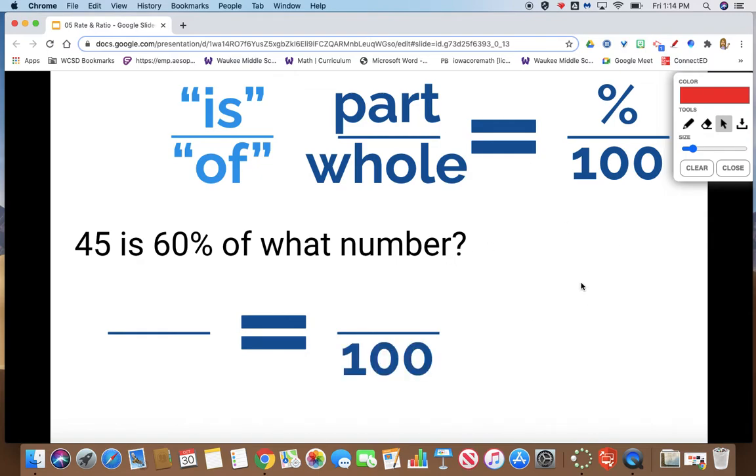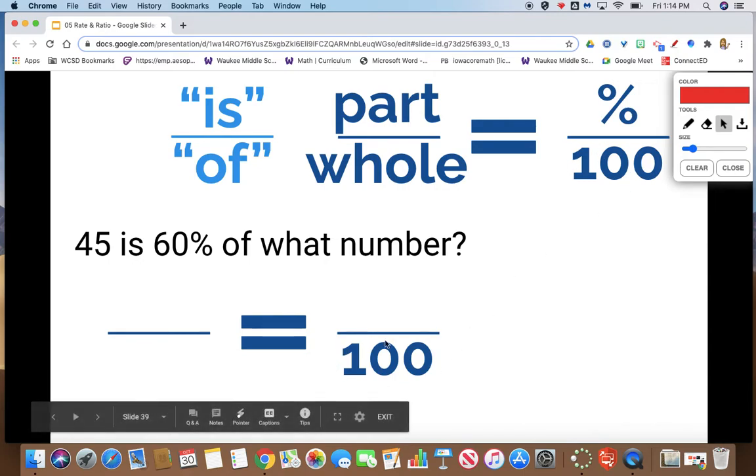The first thing we need to do is identify the pieces we have. You will always have a 100 underneath your percent. That will never change because remember, percent is comparing that number out of 100, so that will always be a 100 on the percent sign on the bottom as the denominator.